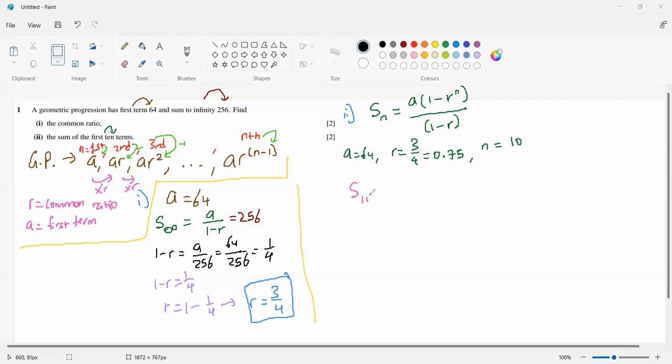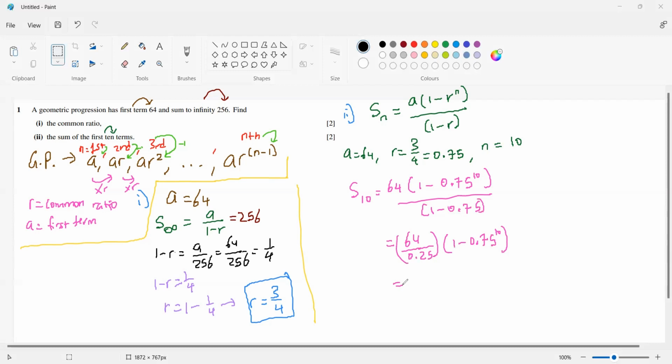So S10 will be 64 times 1 minus R to the power of 10, whole thing over 1 minus 0.75. Let's simplify all this first. So this is 0.25, and then this is 1 minus 0.75 to the power of 10. This is just some calculator work. 64 over 0.25 is 256. Then 256 times the bracket, 1 minus 0.75 to the power of 10.